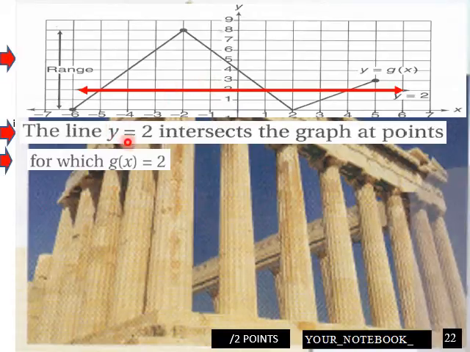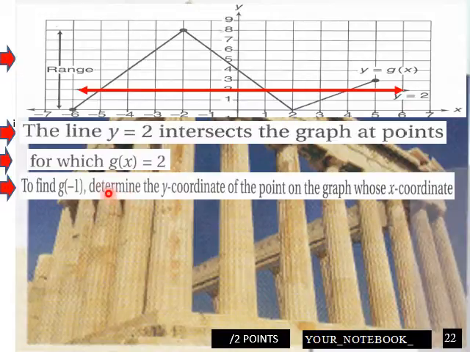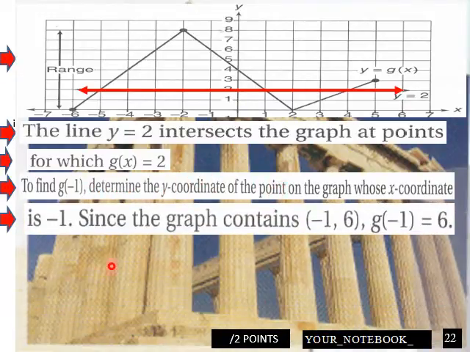So, for which g of x equals 2? To find g of negative 1, determine the y-coordinate of the point on the graph whose x-coordinate is negative 1. Since the graph contains negative 1, 6, g of negative 1 equals 6, up here.